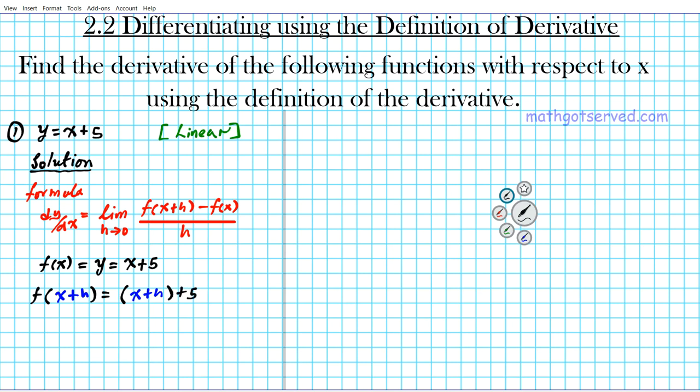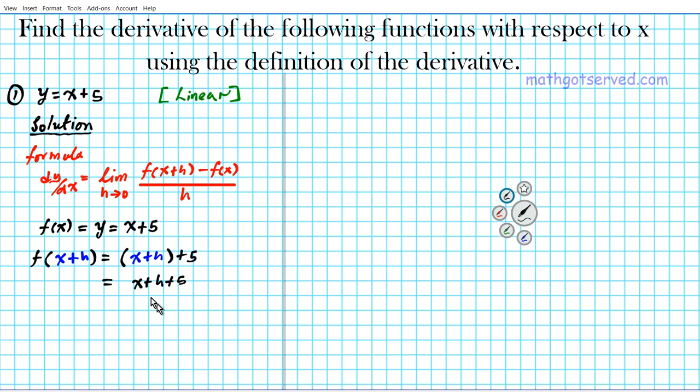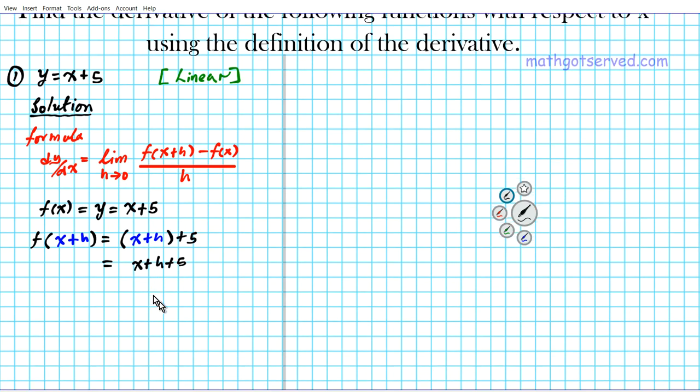Okay, let's go ahead and simplify that. So if we simplify that, we're going to have x plus h plus 5. That is f of x plus h. Okay, now we have everything that we need. Let's go ahead and compute what the derivative is.